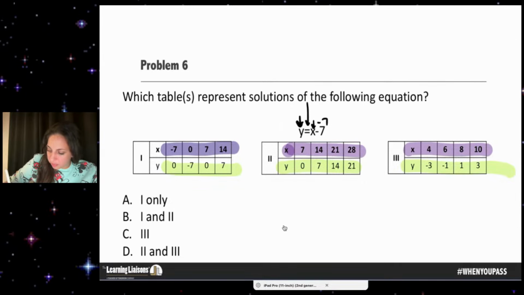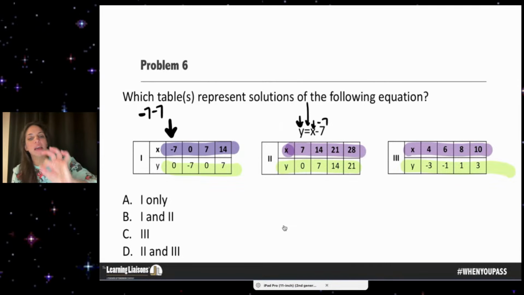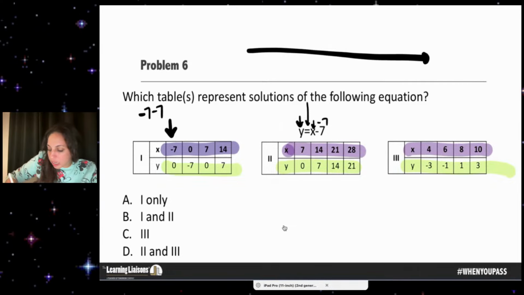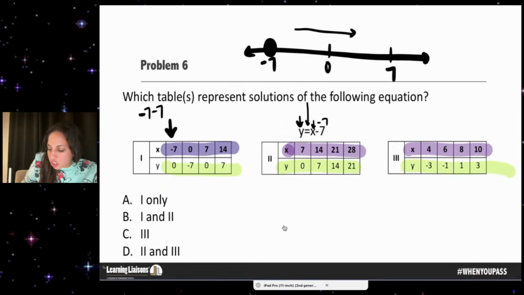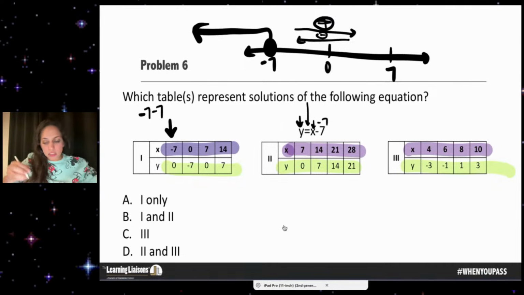-7 minus 7. Is -7 minus 7 equal to 0? No. If I am looking at a number line and I have 0 and I have 7 and I have -7 and I'm starting at -7 and then I'm subtracting, remember, addition goes to the right, subtraction goes to the left. I am going to be going further into the negatives. So table 1 is already out.